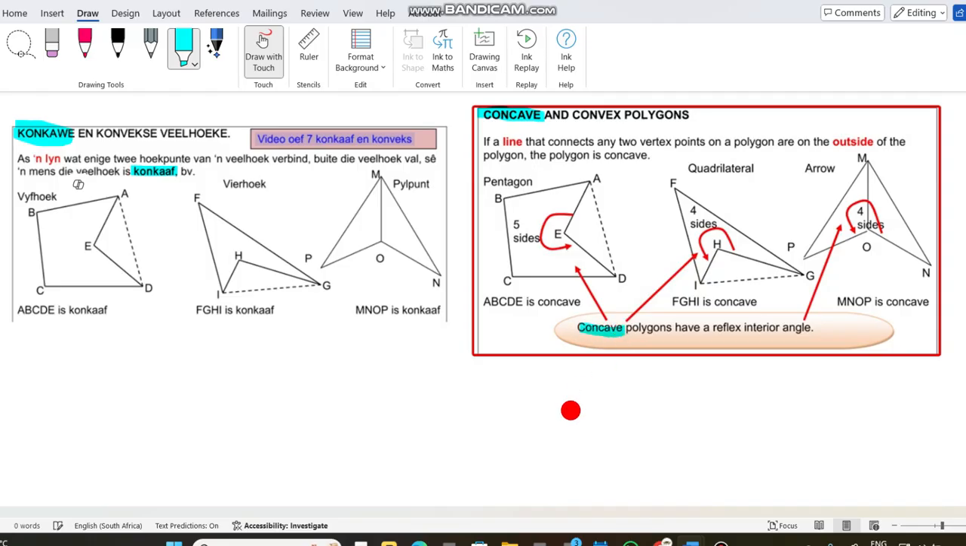Concave is when you have the shape and you would like to connect two points with each other. If those two points connect on the outside of the form, you have not connected it anywhere inside the form. That means it's concave. The next one, let's show it to you on the English side. There's two points there that you would like to connect. They cannot connect on the inside, they connect on the outside, which then makes it concave.